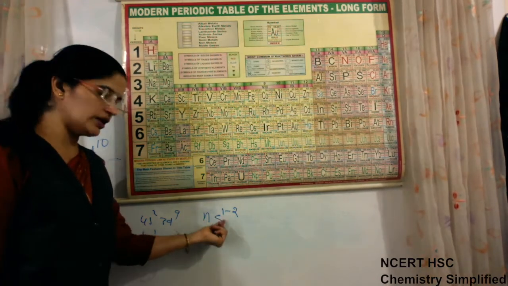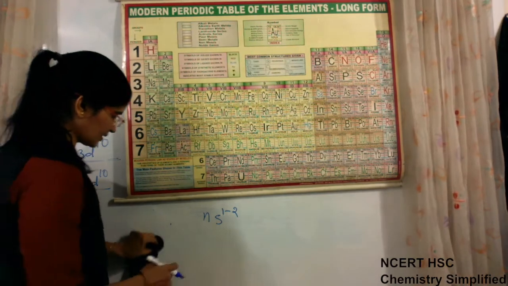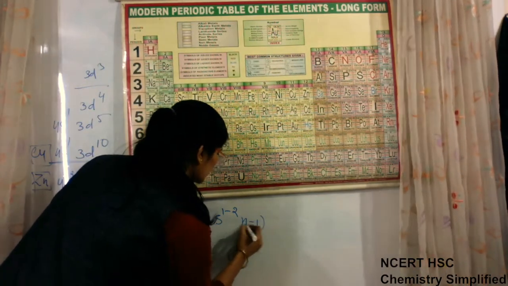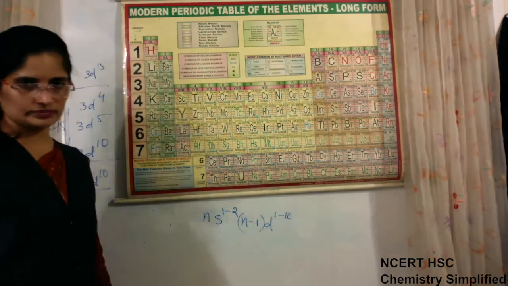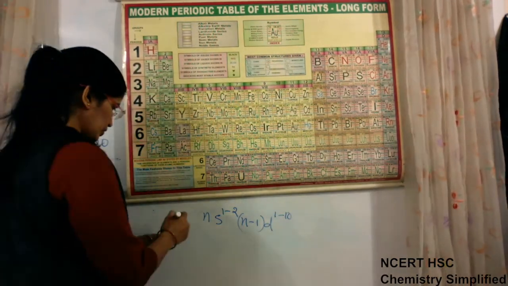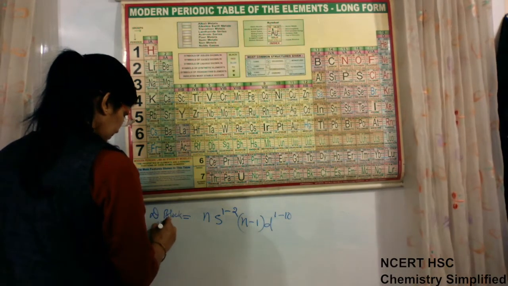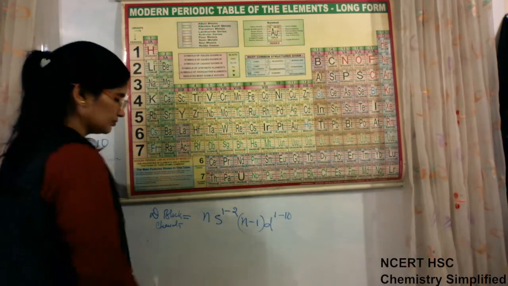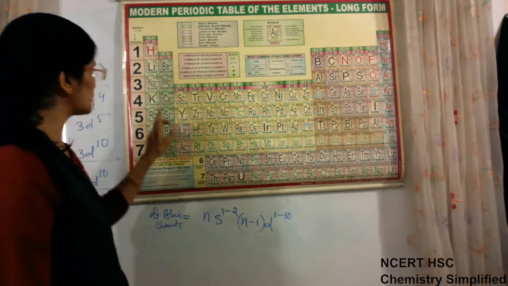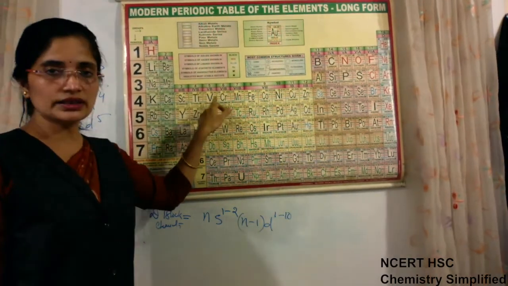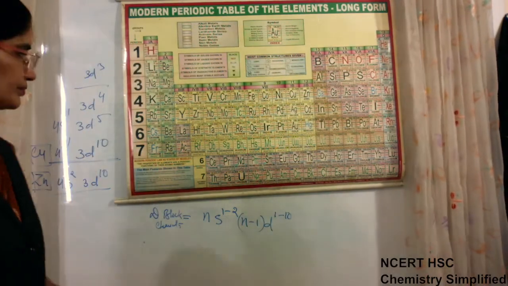So ns 1 to 2, either 1 or 2 electrons, and (n minus 1)d 1 to 10. This is the outer electronic configuration for d block elements. Okay, ns 1 to 2, (n minus 1)d, because this is 4s, so this is 3d. So (n minus 1)d 1 to 10. Okay.